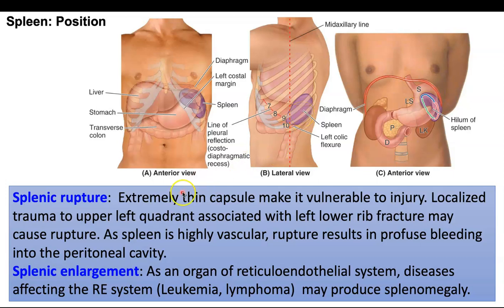Another problem that is not very uncommon in the spleen is splenic enlargement. Because the spleen is an organ of the reticuloendothelial system, any disease that involves the reticuloendothelial system, like leukemia or lymphoma, can cause the enlargement of the spleen. And if the spleen is enlarged, in that situation, it can be palpated below the costal margin.